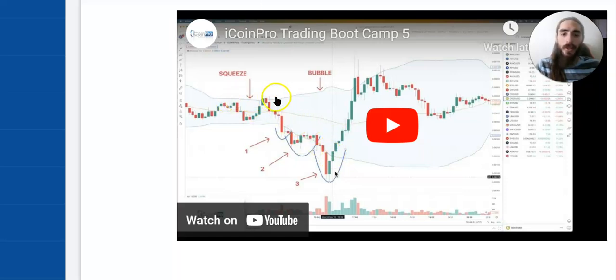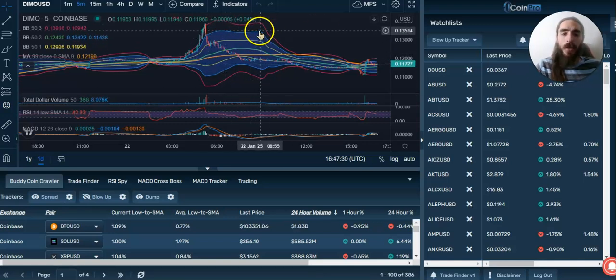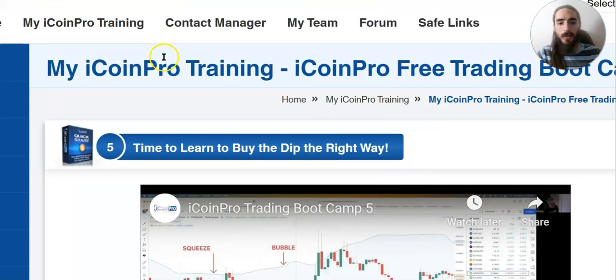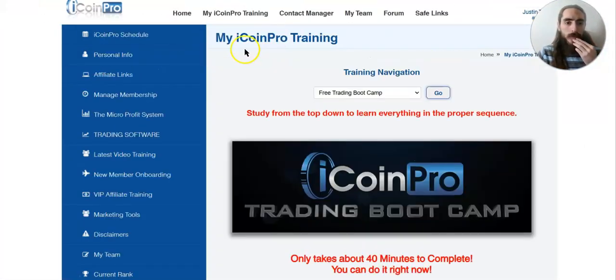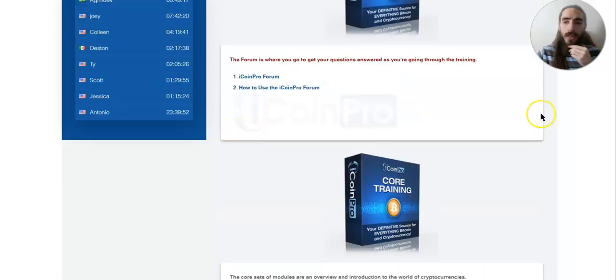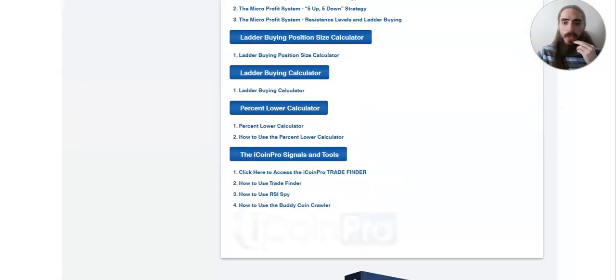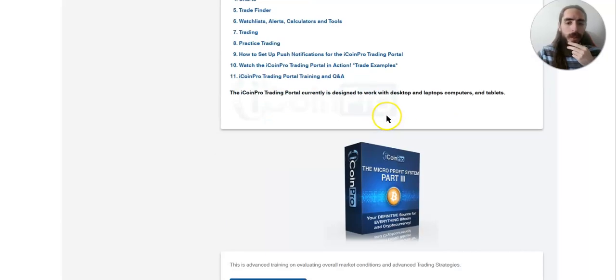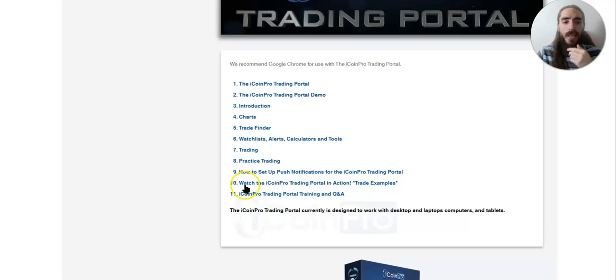And in here, they have one Bollinger Band, and here we got two or three. So here's how this works. When you go to the training and scroll down, there will be a section right here about the trading portal. Here is all of the instructions and the information about how to use the software.